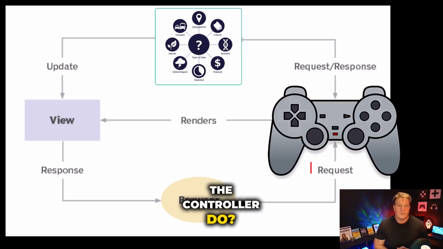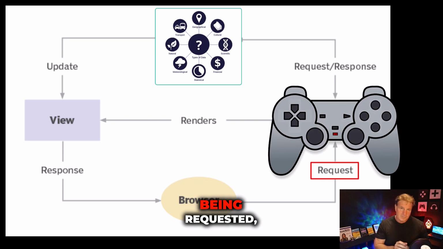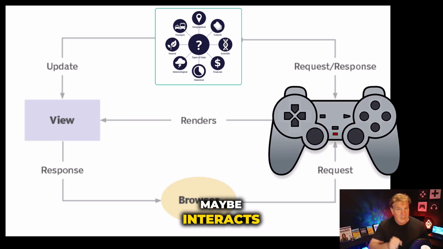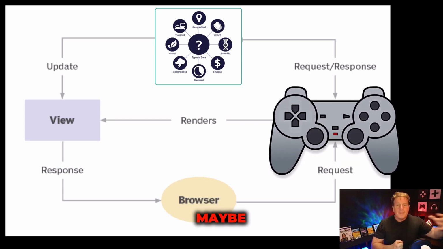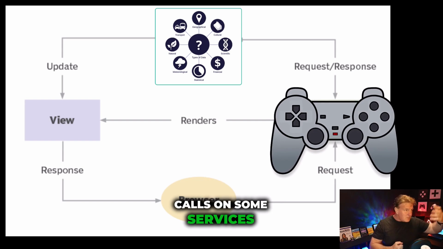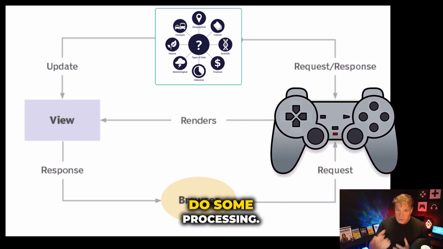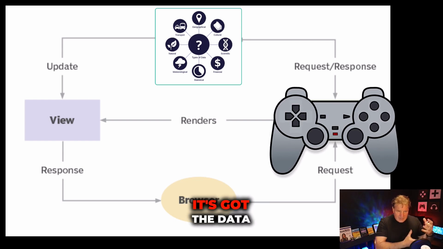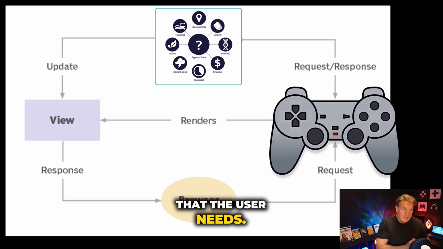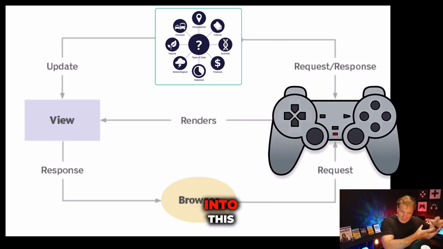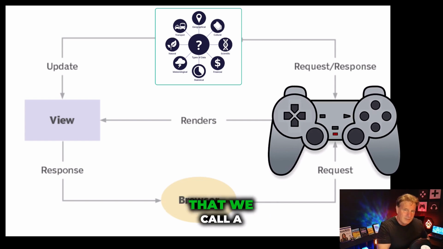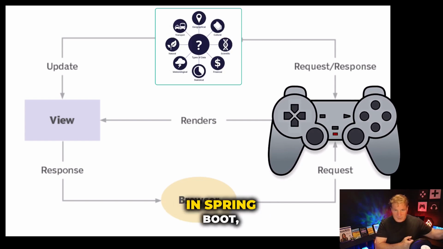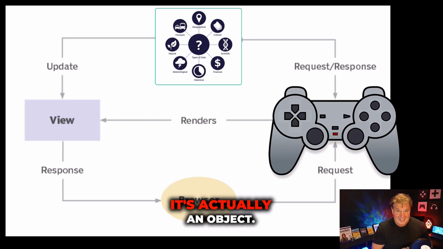And so what does the controller do? Well, it takes a look at the request, figures out what's being requested, maybe interacts with some back-end resources, maybe calls on some services or even Java beans to do some processing. And once it's done that, it's got the data that the user needs, and it stuffs that data into this hypothetical thing that we call a model. And actually in Spring Boot, it's not hypothetical, it's actually an object.